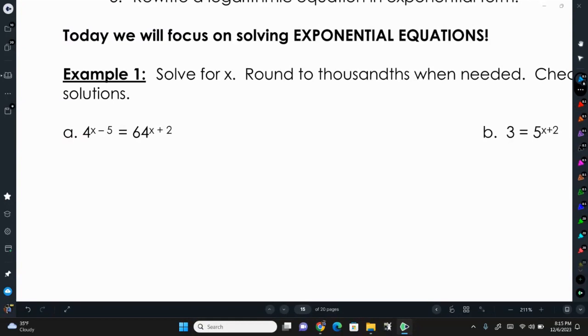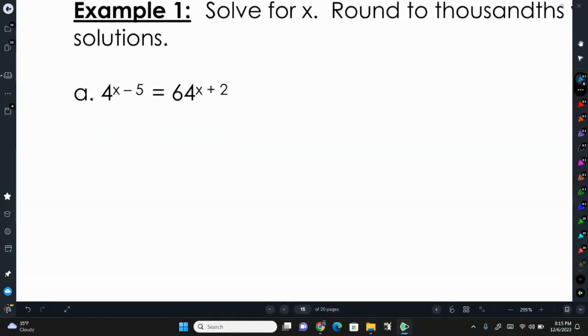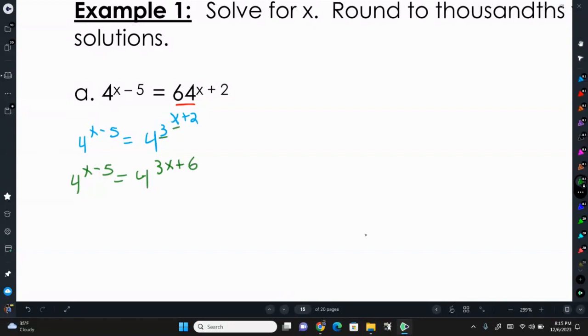So example number 1, we have 4 to the x minus 5 power equals 64 to the x plus 2 power. Now, we can rewrite 64 as 4 to the third. So we have 4 to the x minus 5 equals 4 to the third to the x plus 2 power. Well, we know that when we have a power raised to a power, we multiply the powers. So 4 to the x minus 5 equals 4 to the 3x plus 6, because that 3 gets multiplied to both things. Well, now that the bases are equal, we can set the exponents equal to each other.